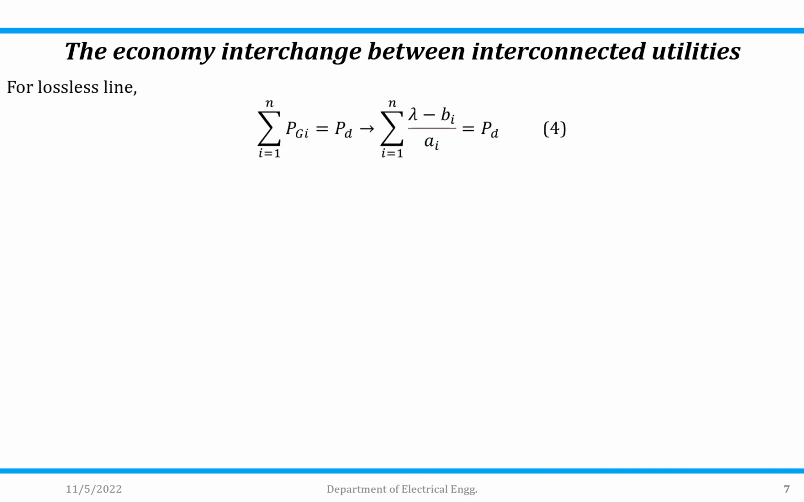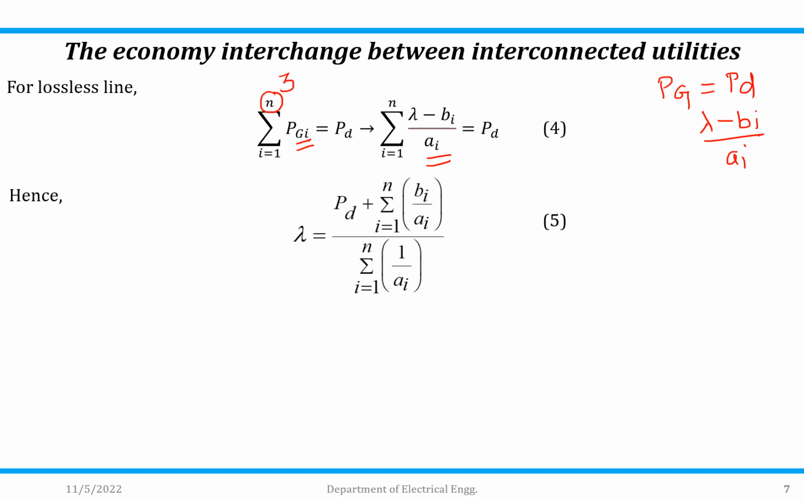Now we know for a lossless line what the equality constraint is. Whatever the demand will be, that much amount of generation should be there. So here I have written summation of PGi, i equal to 1 to n, where n is the number of generators. Here we have 3 generators. So summation PGi equal to PD. We already discussed the formula of PGi in the previous slide: lambda minus Bi upon Ai. So I have substituted here: summation of lambda minus Bi upon Ai equal to PD.